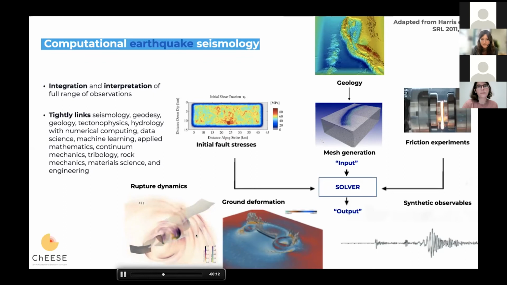So here, the video that's playing is an observationally constrained dynamic rupture scenario of the 2016 Kaikoura New Zealand earthquake. And as you can see, there's a lot of complexity in how the earthquake rupture breaks through this cascading set of faults here.